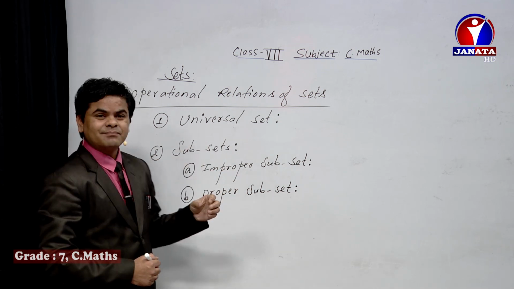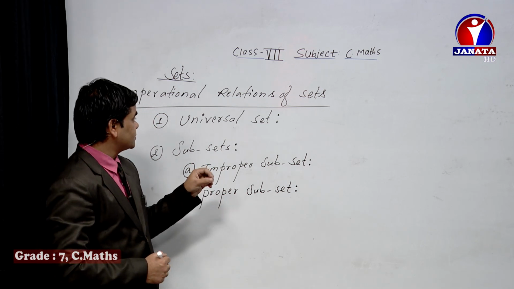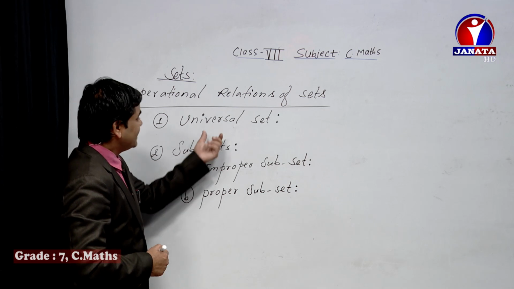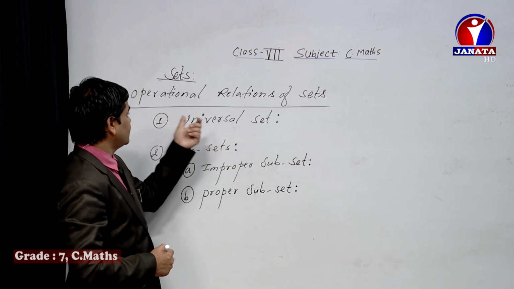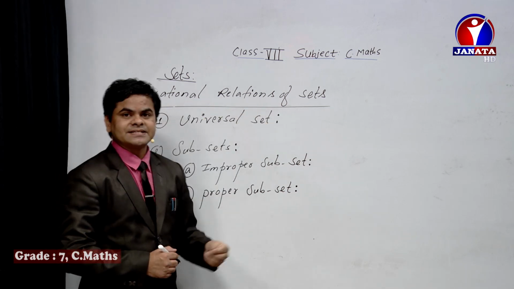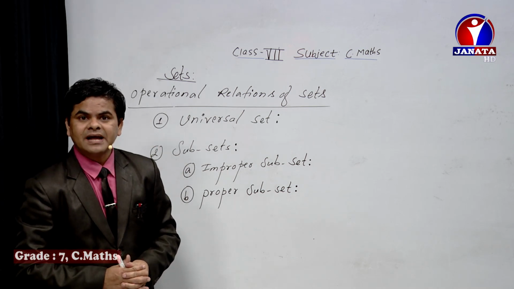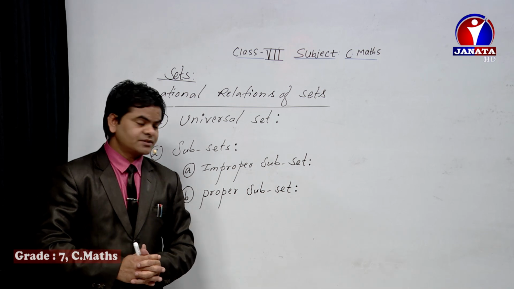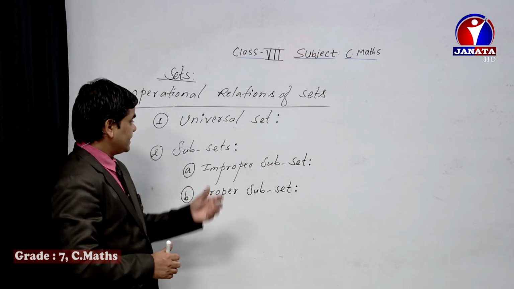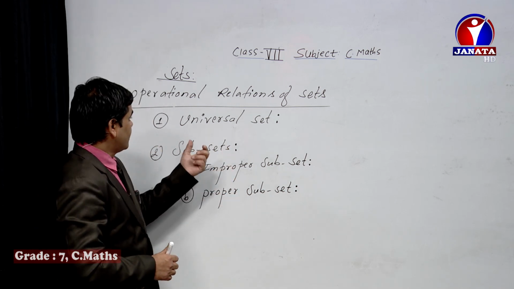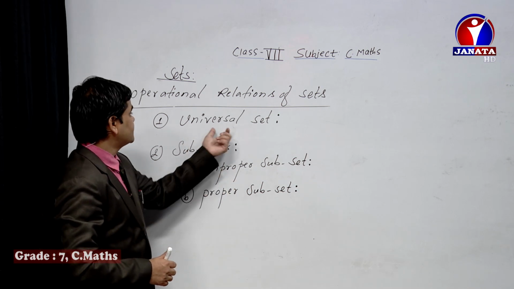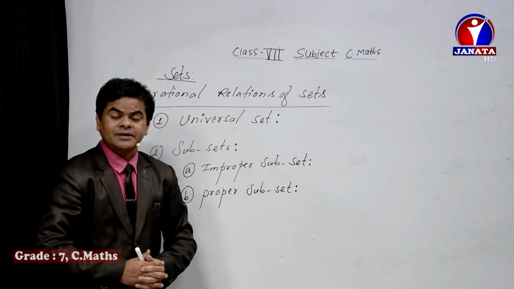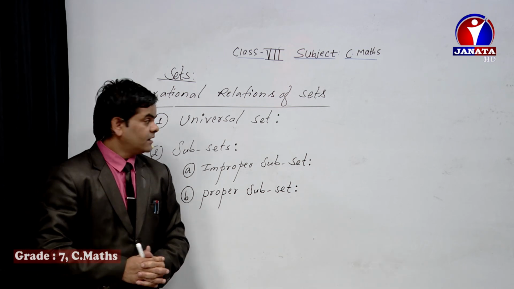So all the materials, chapters, or course contents, whatever is necessary to you, will be discussed under this chapter. Operational relations of sets: what type of relation will be there between the subsets and the sets as well as the universal set. I am going to discuss it today, and it's a very vital one, so be sensitive and serious while studying this chapter.